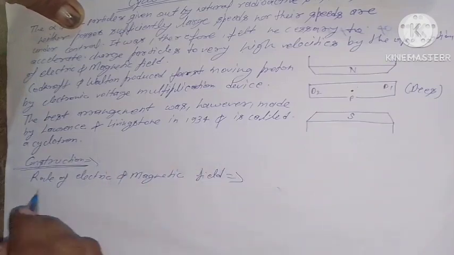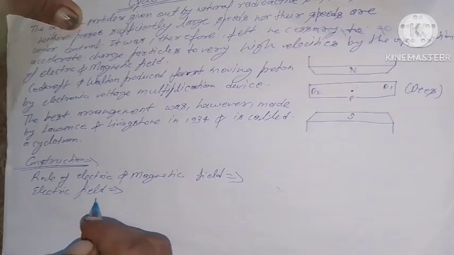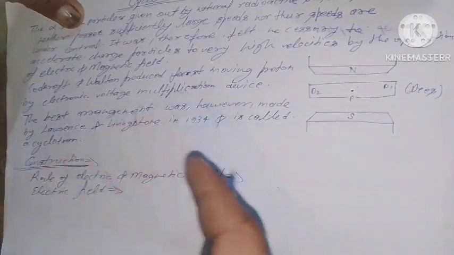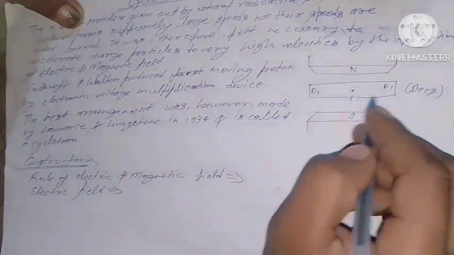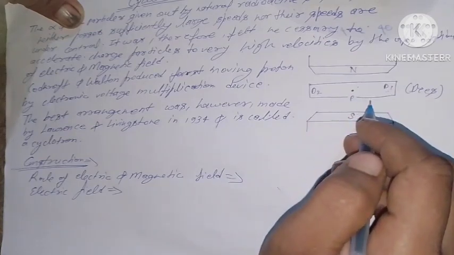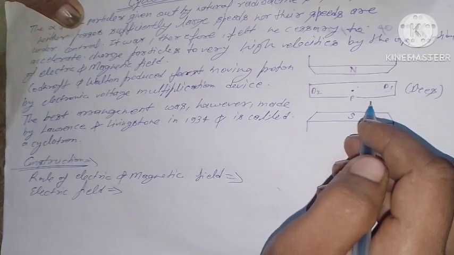Electric field. The primary function of the electric field is to provide a potential difference between the dees of the cyclotron to accelerate the charged particles. Thus, an alternating electric field is required, having a frequency such that the time taken by the particles to travel through the semicircular path within the dee is equal to half the time period of the alternating electric field.